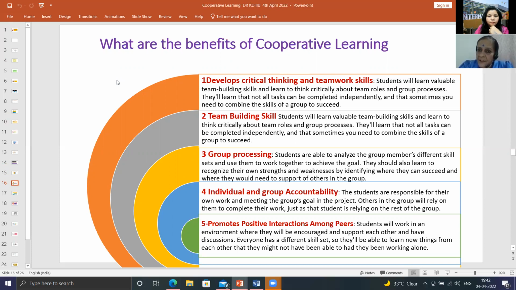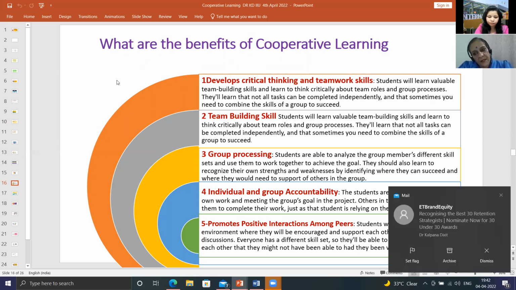Then team building skill. How do they acquire team building skills? The students will learn valuable team building skills and they learn and think critically about team roles and group process. They learn that not all teaching learning tasks can be completed independently and that sometimes you need to combine the skills in a group. Then group processing.